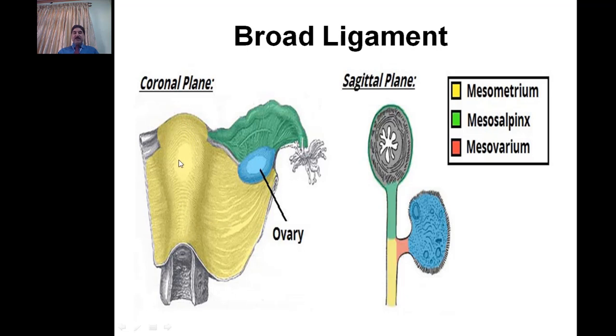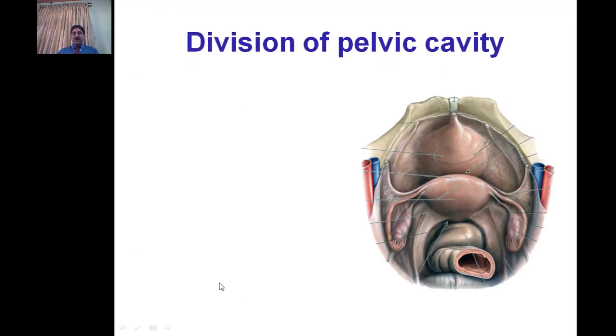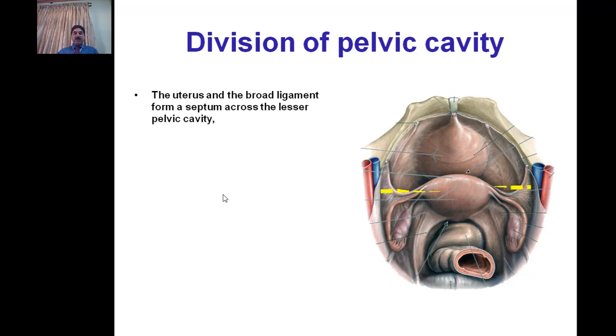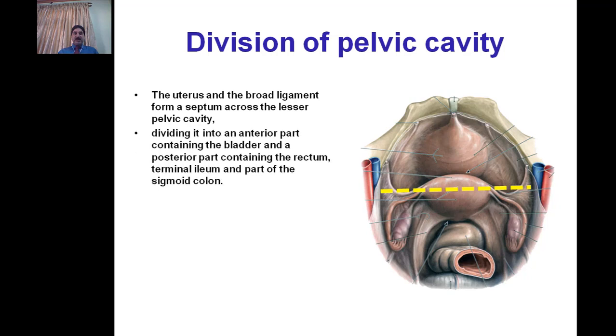Division of pelvic cavity. The attachment of the broad ligament to the lateral borders of the uterus and also to the pelvic wall divides the pelvic cavity into two compartments. One compartment lies anterior to the septum formed by the broad ligament. The uterus and the broad ligament form a septum across the lesser pelvic cavity, dividing it into an anterior part containing the bladder and a posterior part containing the rectum, the terminal ileum, and part of the sigmoid colon.